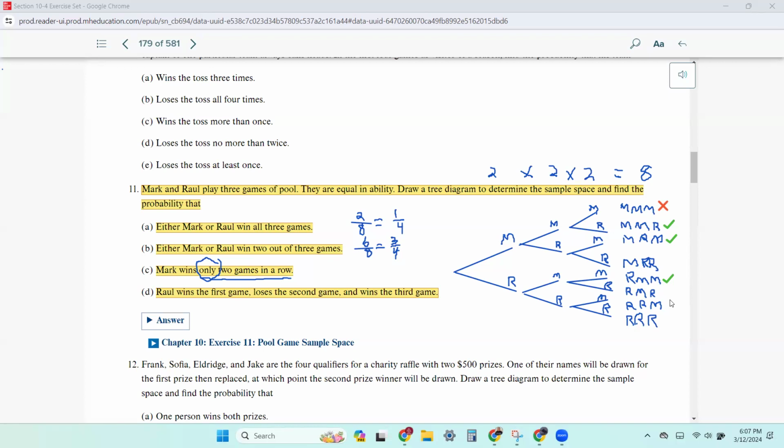And that appears to be all of them because this is 2 for Raul. So using that one, that's 2 for Raul. This is 2 for Raul. And then that's 3 Rauls. But all three of the green ones.